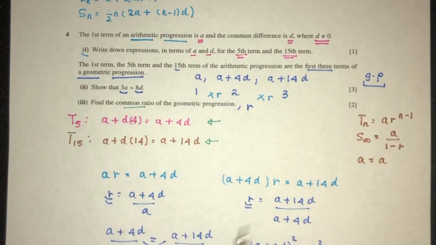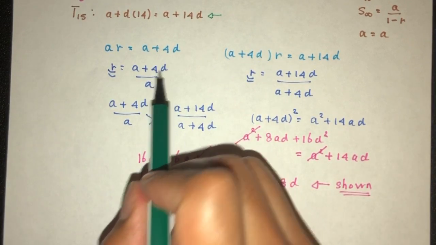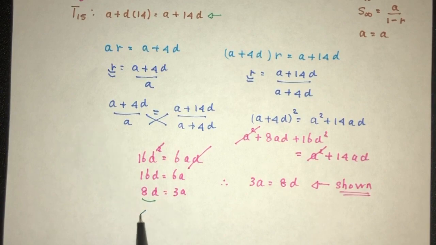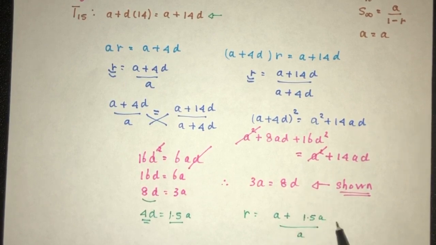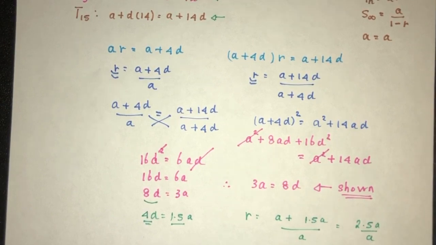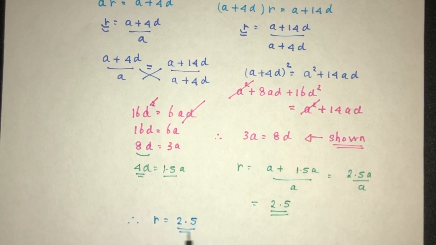So now we have to use this value to find the value of r. So let's replace back in this equation. Now here we have 8d, but here we have 40. How can you make 8 become 4? Divide by 2. You will have 40 here, and that will be 1.5a, right? So replace this by this in this equation. So r is equal to a plus 40, which is 1.5a, divided by the value of a. That will be 2.5a divided by a, and that should be 2.5. Okay, so your common ratio is equal to r, which is simply 2.5 for your answer.